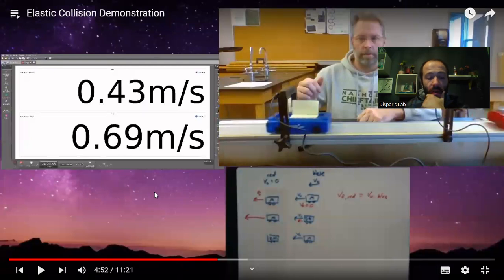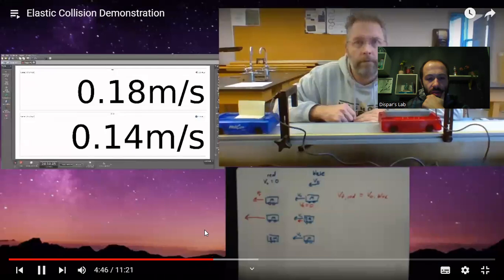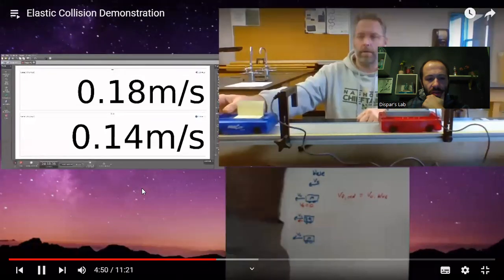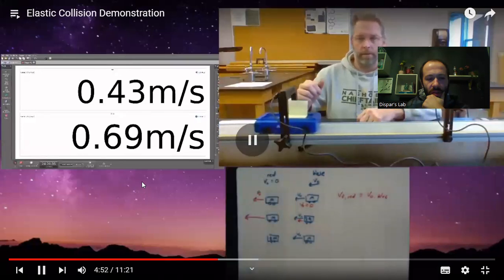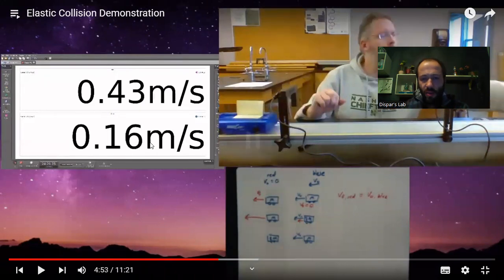All right, so the initial velocity, hold on. Okay, so the initial velocity is 0.69 meters per second, and the red car came out with a velocity of 0.43 meters per second. And then the recoil, the reflection, is 0.16 meters per second.